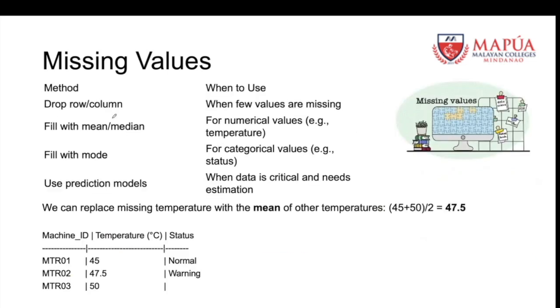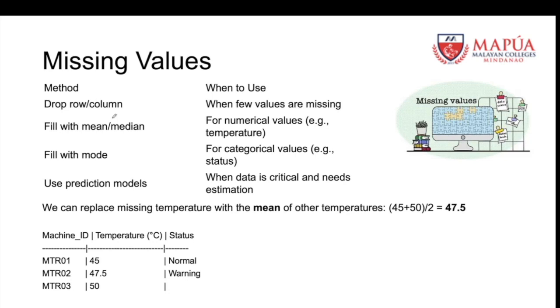We pre-process them. So for the methods in handling missing values, we drop the row or column when few values are missing. For example, if many values are missing in that row or column, we can drop or remove it. We can also fill it with the median or mean for numerical values like the temperatures we saw earlier. We fill it with the mode for categorical values like status.